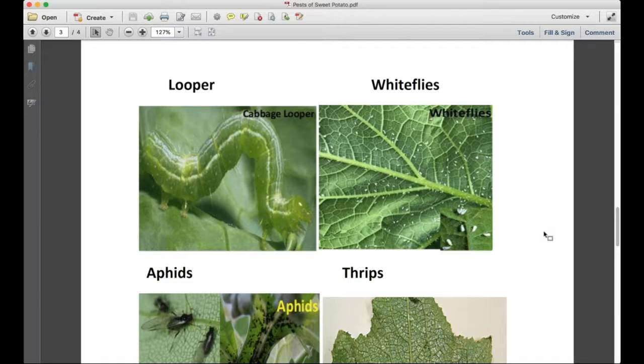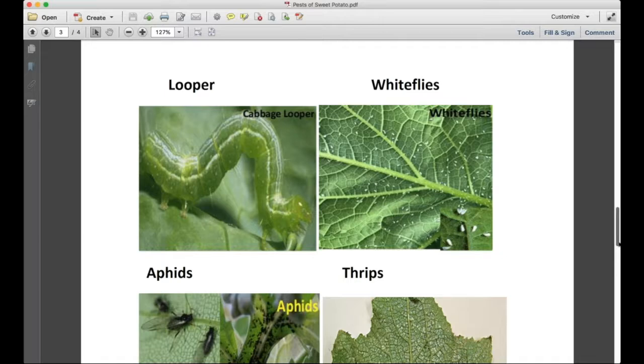I think we've already discussed this in the previous squash and tomato pests. Whiteflies are tiny white spots you see on the underside of the leaf, and they suck the sap and make the plants shrivel, or the green tissue is scraped out, and eventually the plants are going to wilt and shrivel.